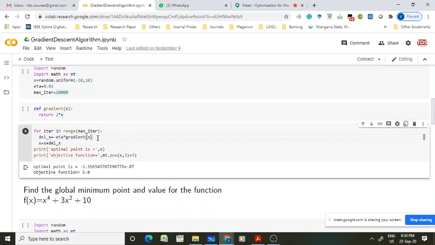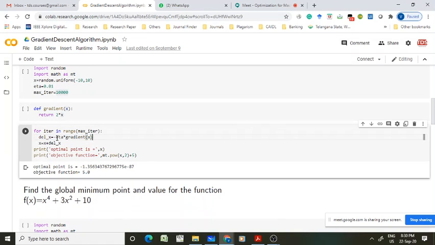Next, what am I doing here? You are able to see here, right? Delta x, del x is a variable that's equal to minus eta gradient of x. So I think you understand it. What are we doing in this line? We are calculating the step length. That's delta x equal to minus eta dou f by dou x calculation. So that's what I am doing here.